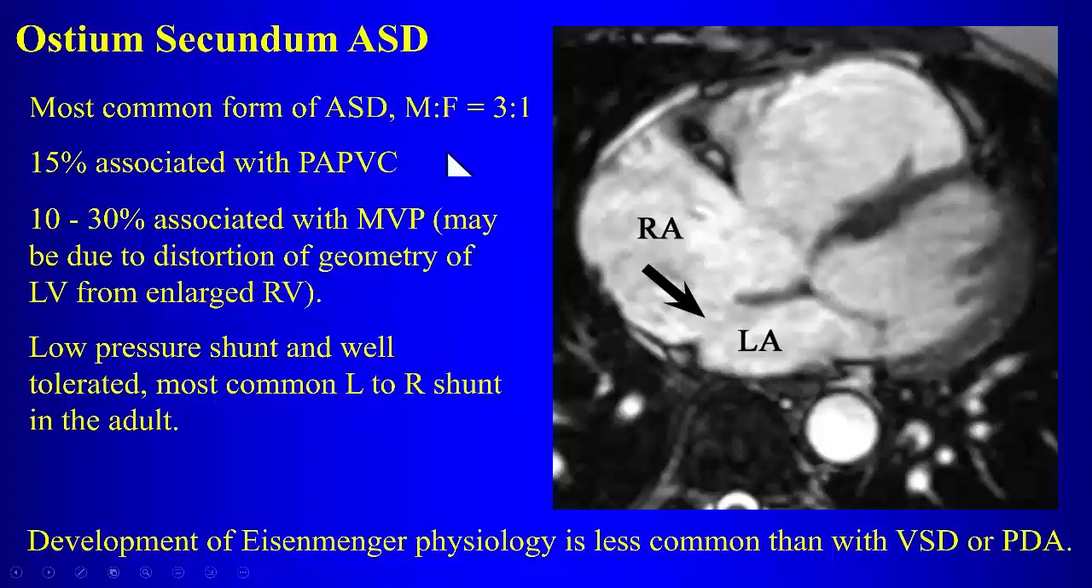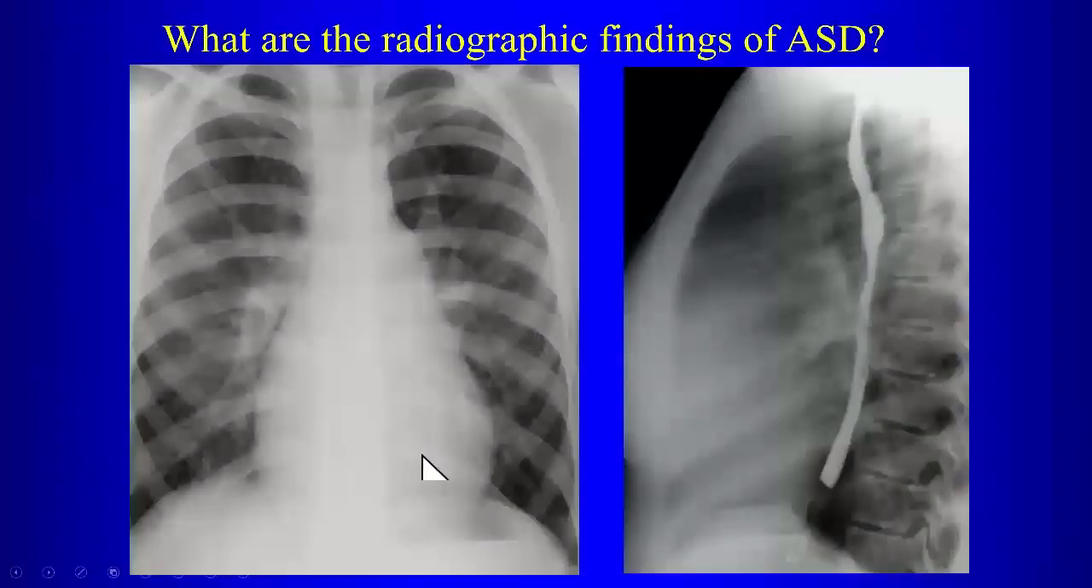There is that ratio of males to females. Some association with partial anomalous pulmonary venous return, also associated with mitral valve prolapse, which might be due to the distortion of the geometry of the left ventricle from the enlargement of the right ventricle. So these ASDs produce low pressure, low resistance shunts, usually well tolerated. So the development of Eisenmengers is less common than with ventricular septal defect.